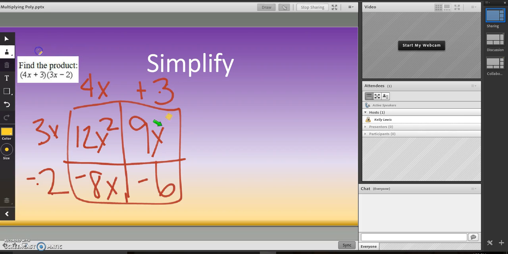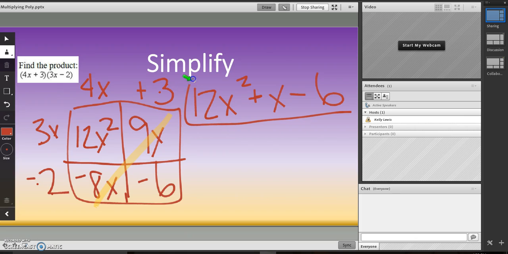Okay, and then our middles are like terms. So we get 12x squared. 9 minus 8 is just 1x. And then negative 6. So that's our answer.